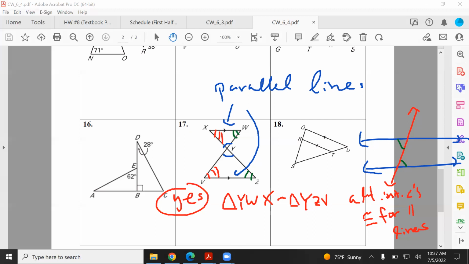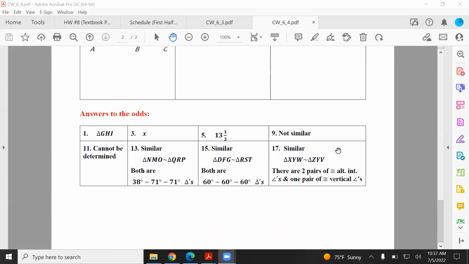Okay, questions. So again, just look for that. When you have corresponding angles that are equal, sometimes you have to use your old stuff that you've learned, parallel lines, vertical angles, and you make that connection. And you can see, yeah, they're all similar. They give you the reasons right there.